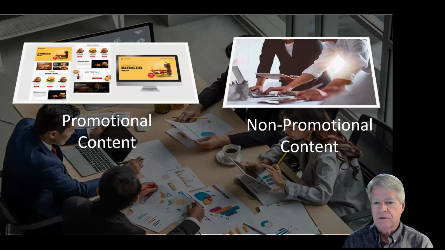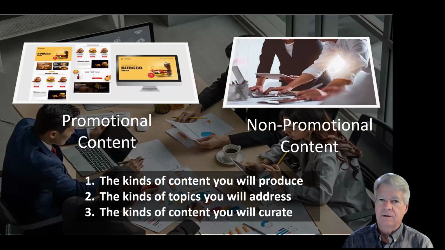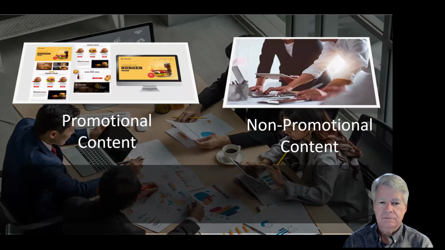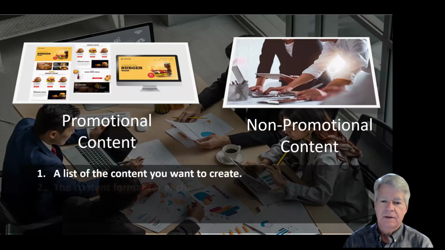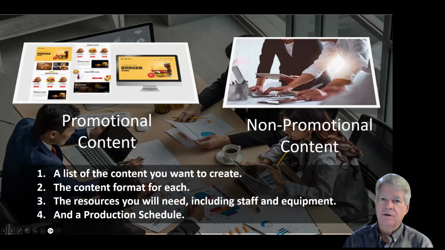As part of your content strategy, you should map out a content plan that will identify the kinds of content you will produce, the kinds of topics you will address, and the kinds of content you'll curate. A good production plan will include a list of the content you want to create, the content format for each, the resources you'll need, including staff and equipment, and a production schedule to hold your staff or yourself accountable for creating the content that you need. And you can do this all yourself because content creation tools are affordable and easier to use than ever.